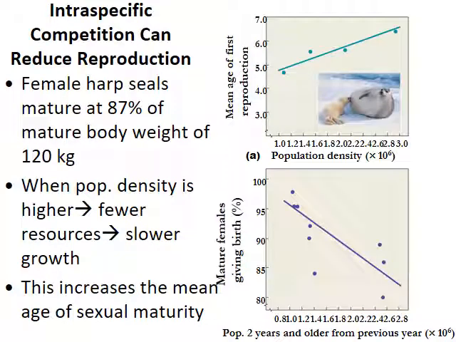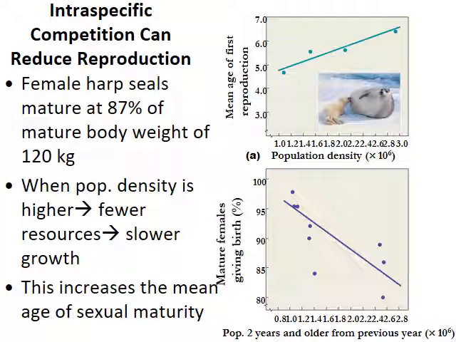So this intraspecific competition has an effect on growth rate and on mortality. It also affects reproduction. So when densities are high, female harp seals are going to mature later in life, but also at a lower body weight. So we take a look at this upper graph here. We've got population density times 10 to the 6th. We've got mean age of first reproduction.